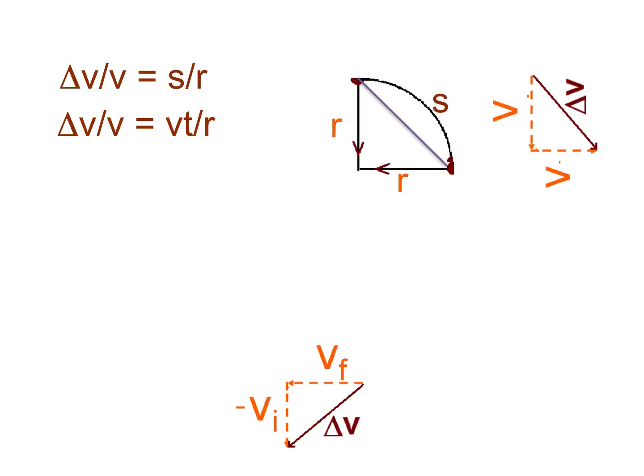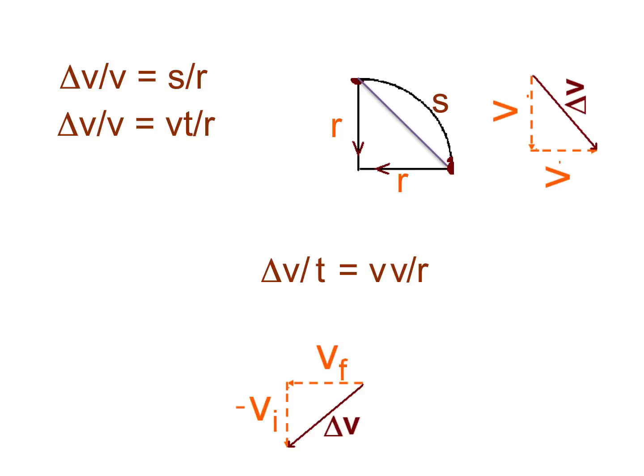So let's have a look at that final ratio that we've got there, delta v on v equals vt on r. And let's just do some manipulation of it. First of all, let's just do some cross multiplication and bring the v from the denominator on the left-hand side to the numerator on the right-hand side, and t from the numerator on the right-hand side to the denominator on the left-hand side. So when we do that, we'll now get this expression here.